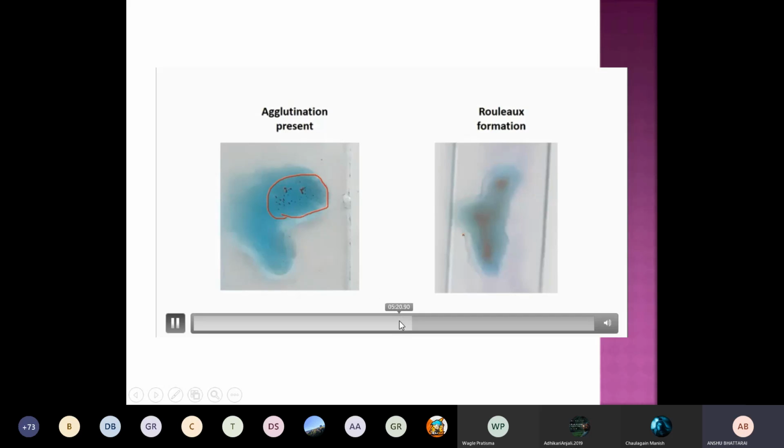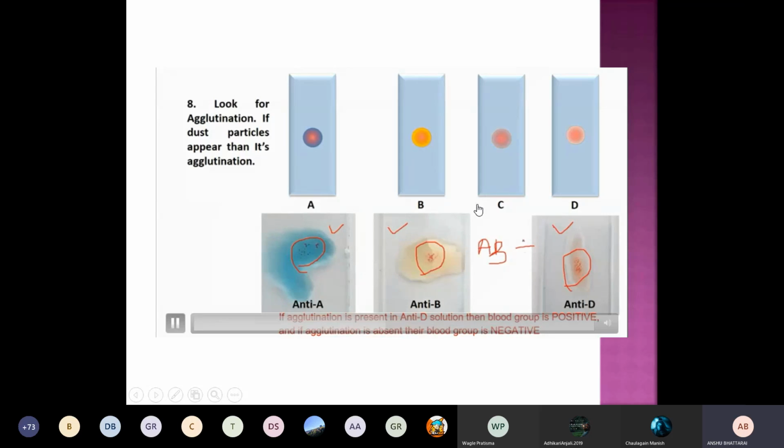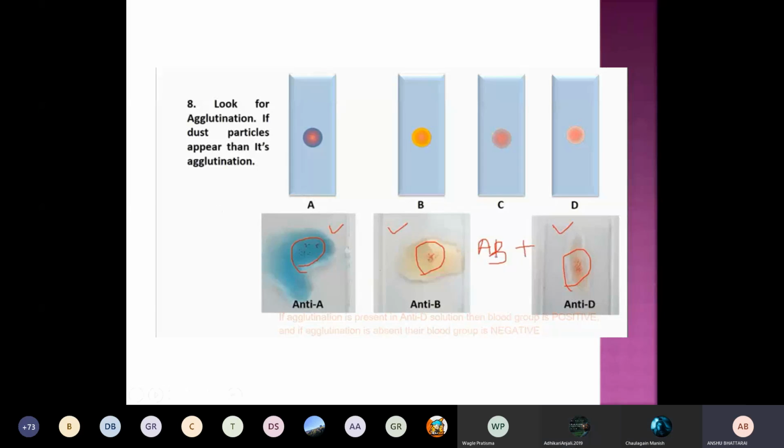So this is the rouleau formation. These are the dust-like particles where the agglutinogens are present. So are you able to hear now? Yes, ma'am. Okay, good.